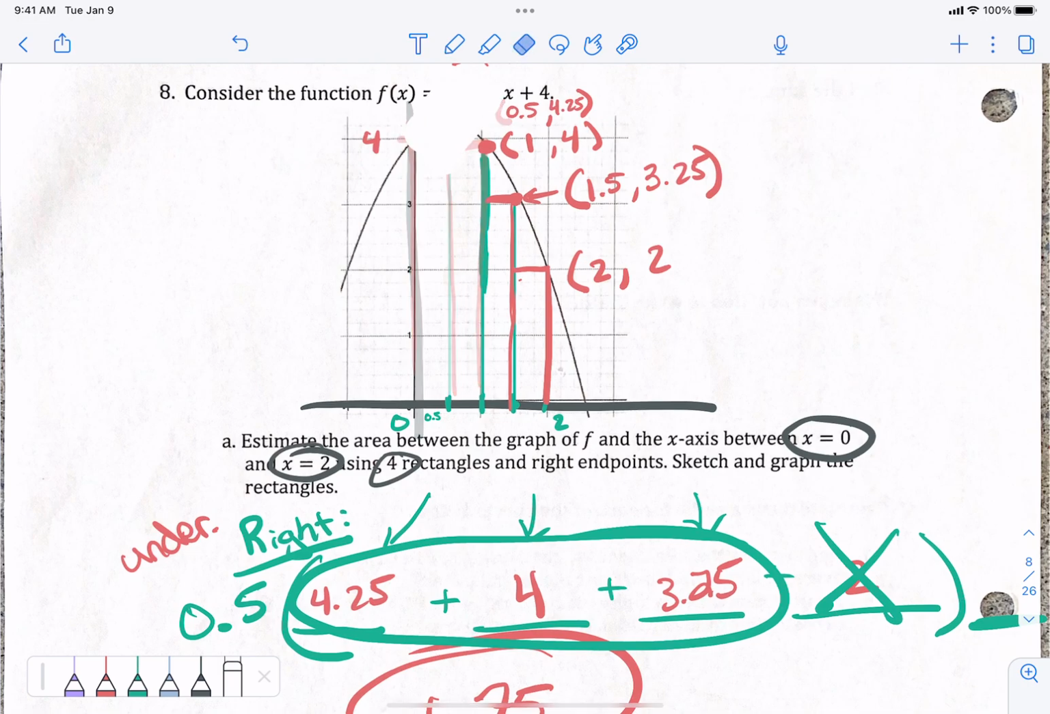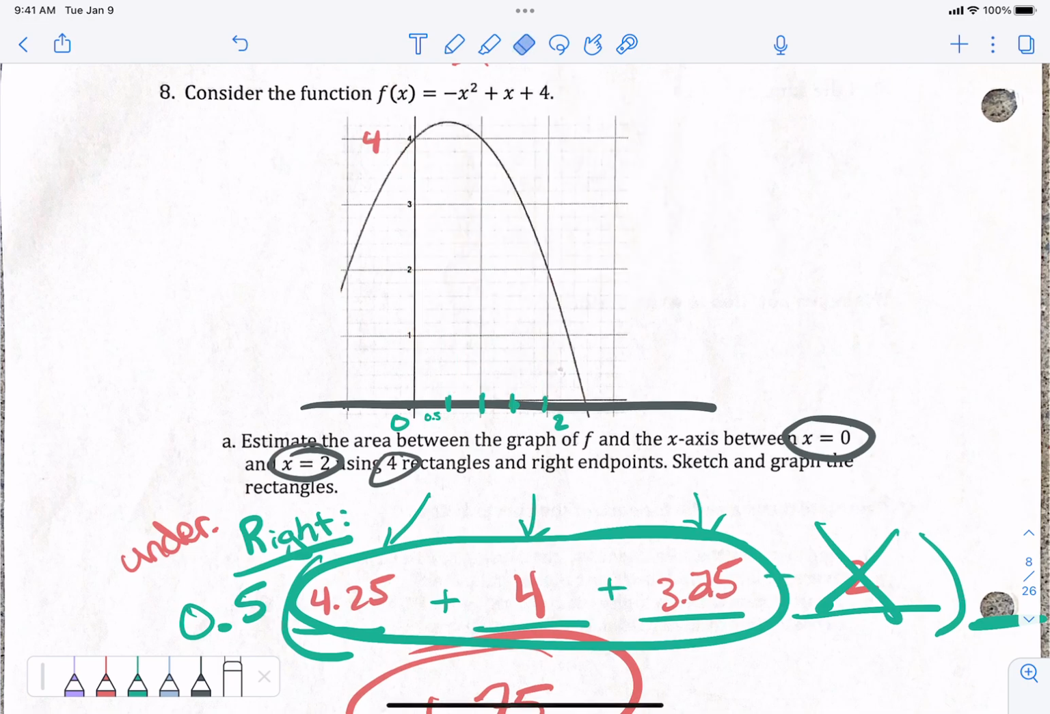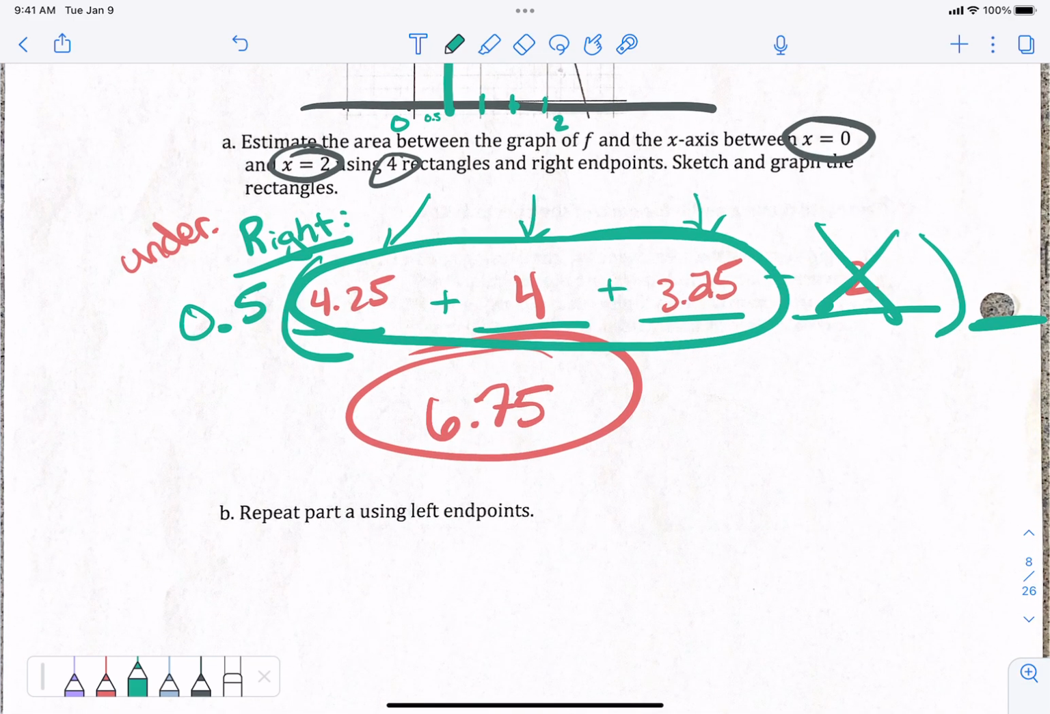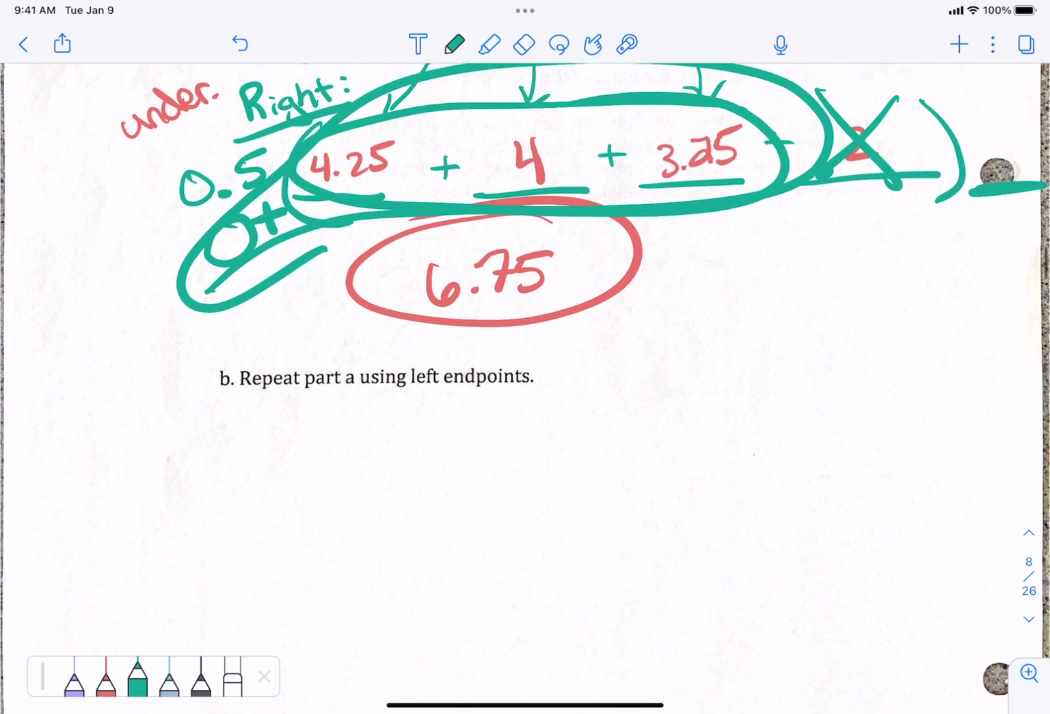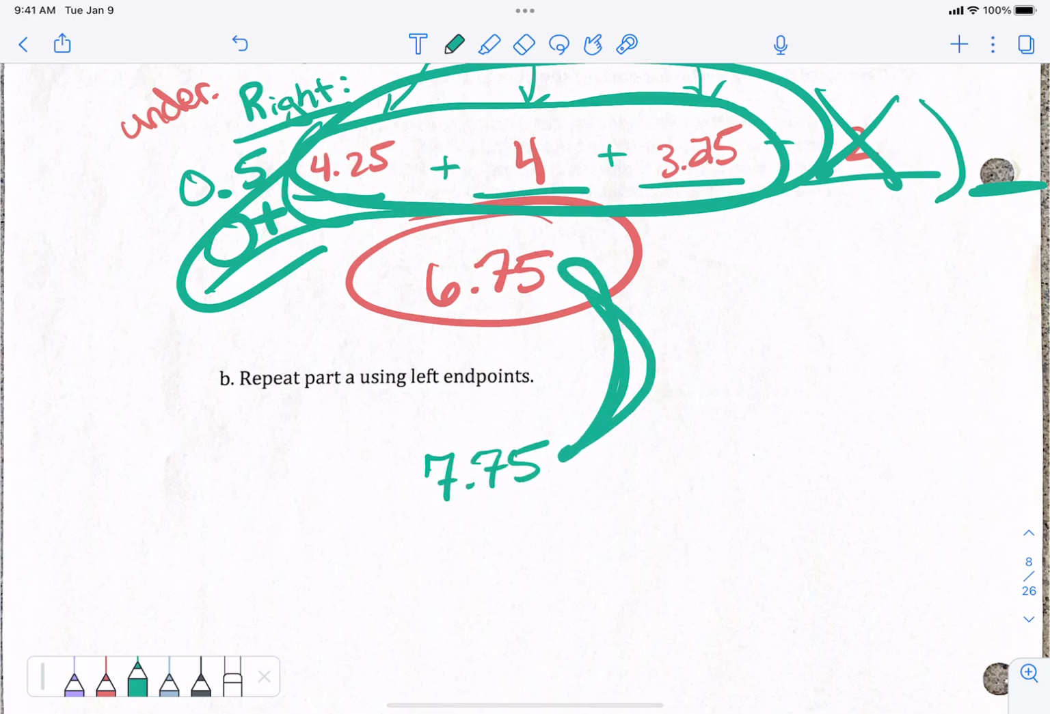So for the furthest left one, we have to figure out how tall it is. If I use left endpoints, how tall is this one going to be on the left side? 4, I think, because we would plug 0 in. So 4 plus these, and then take that times 0.5. 7.75. So that's my upper estimate. We can conclude the actual area is between those two.